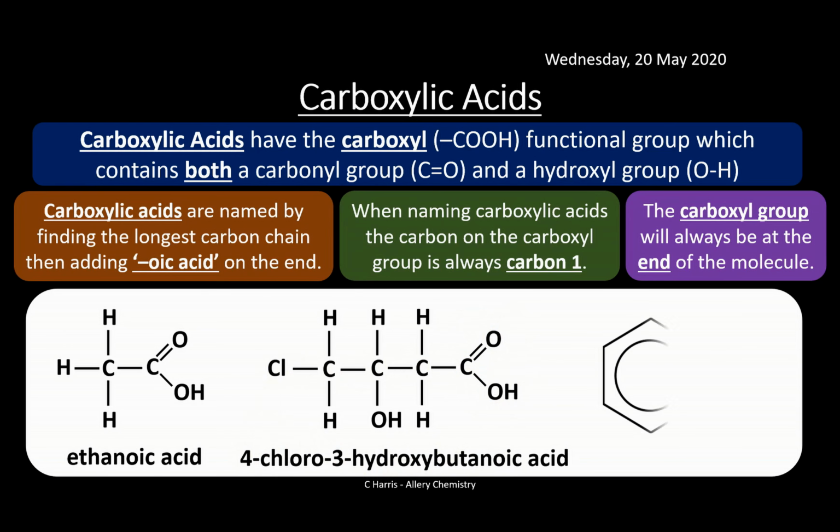And you can also get aromatic ones as well. So this is benzoic acid. So you can see you've got a benzene there with a carboxylic acid group, or carboxyl group, right at the end there. So you can see there's a variety of different types of carboxylic acids.